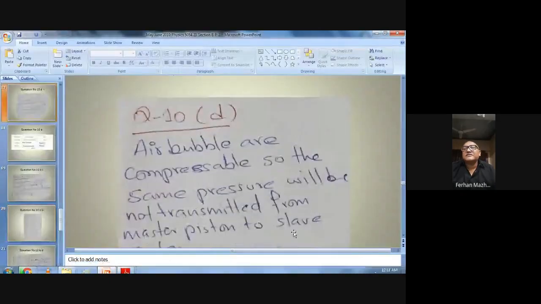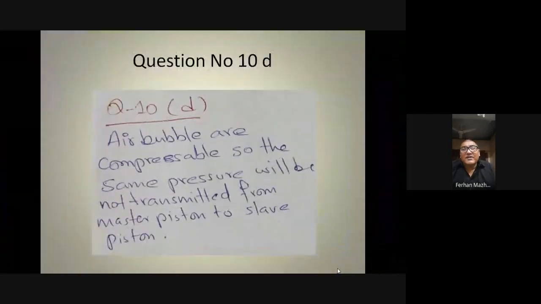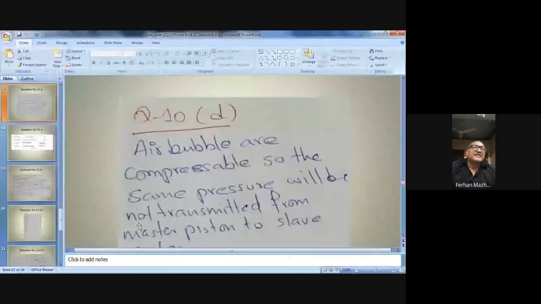I've written this answer. Let me show you my answer. Air bubbles are compressible, so the same pressure will not be transmitted from master piston to the slave piston because air bubbles are compressible. So let's check the marking scheme.